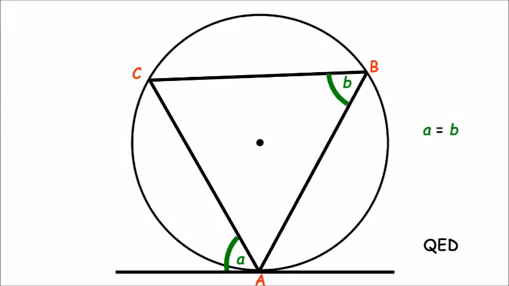And so we have therefore proven that the angle between a tangent and a chord is equal to the angle subtended by the chord in the alternate segment.